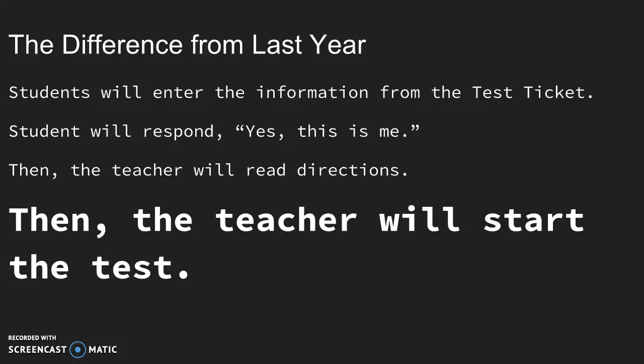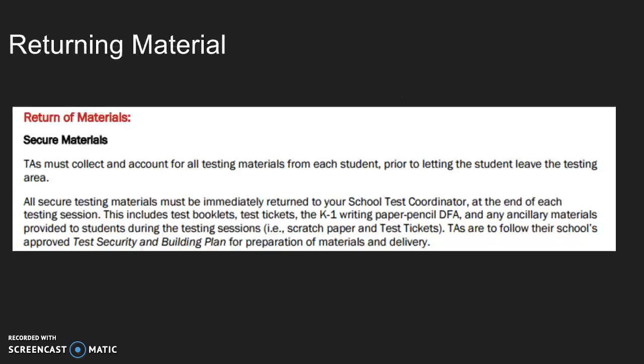The difference from this year's test to last year's is students will enter the information from the test tickets. They will respond, yes, this is me, and check their demographics. Then the teacher will read the directions. After the teacher reads the directions, the teacher will start the test. Last year, once they entered their information in, the test started automatically, and so all the students were at different parts depending on when they entered their information in. This year, the teacher has to start the test, and everybody starts at the same time.